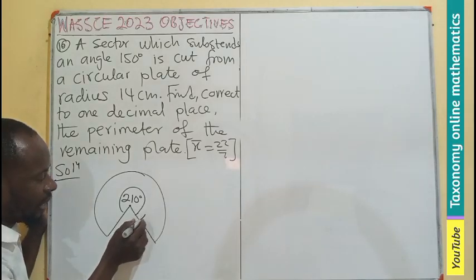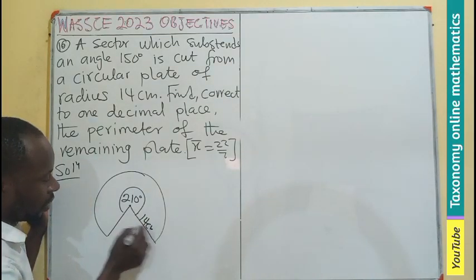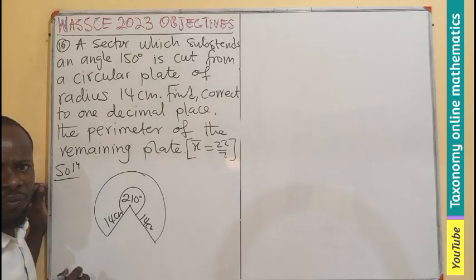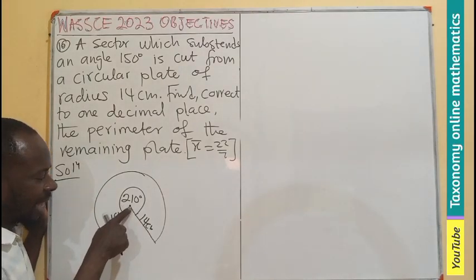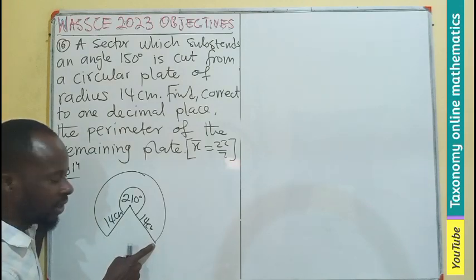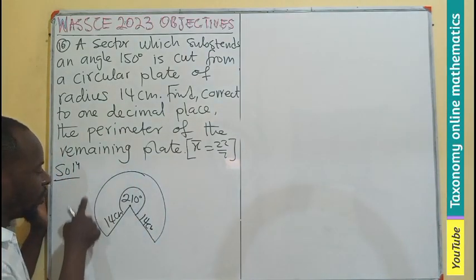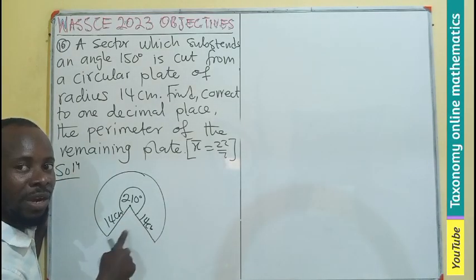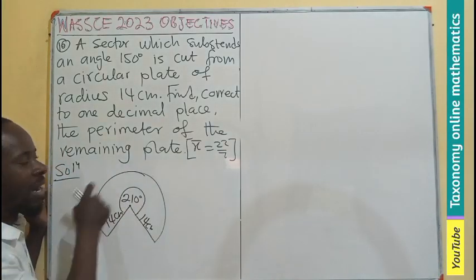The radius will still be 14. And I think this is also radius. So how am I able to find the perimeter? Starting from the center, when I walk this way, 14 centimeter, the length of this arc, then 14 centimeter. Meaning 2 of the radius plus the length of an arc.